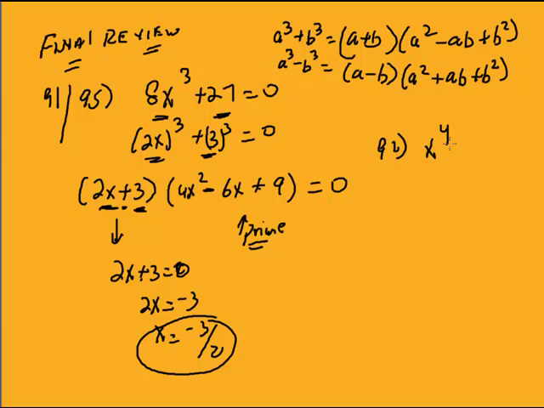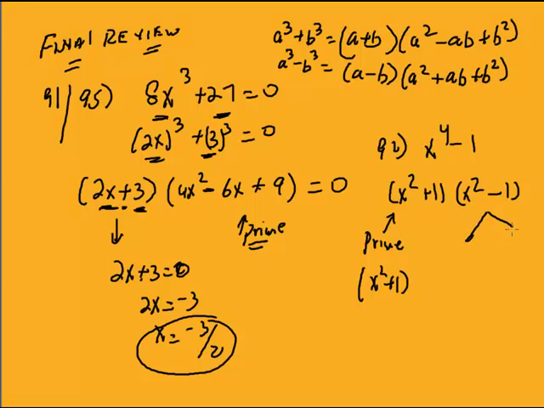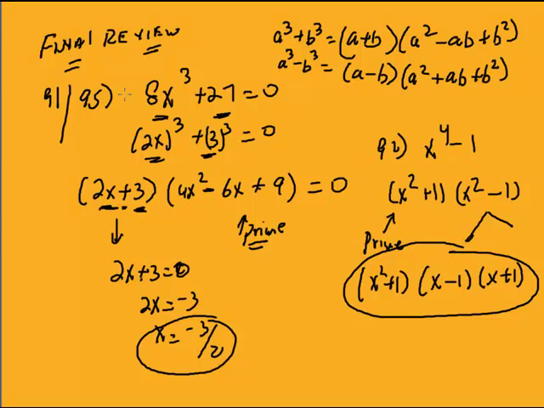So x to the fourth minus 1 is really a difference of two squares, so I can factor that. I get x squared plus 1 and x squared minus 1. This is prime, so I can't factor that anymore. But x squared minus 1 can be split up as x minus 1 times x plus 1, and that is factored. So that's 91, 92, and 95.